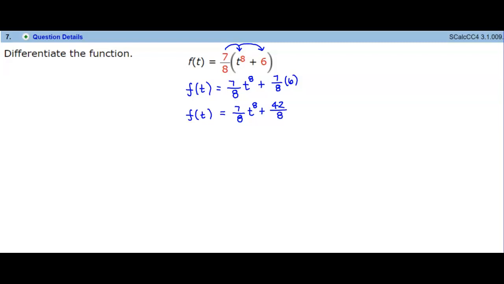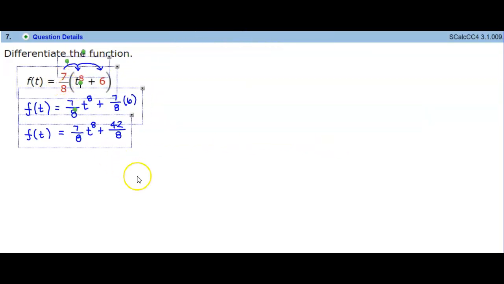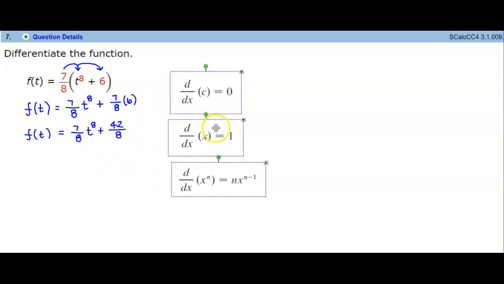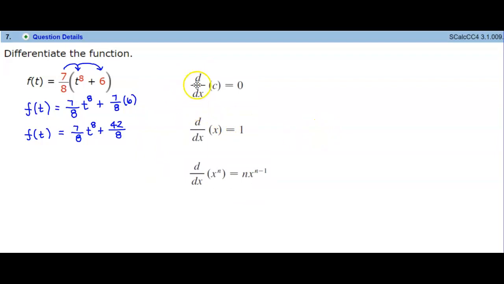Okay, now we can either simplify that or leave it the way it is. I'm just going to go ahead and show you one way of solving this and show another way as well. So at this point, we want to use those definitions. We know the derivative with respect to the variable of a constant is equal to 0. The derivative with respect to that variable of that variable is equal to 1. And then using the power rule, the derivative with respect to x of x to the n is equal to n times x to the n minus 1. So now we're ready to find the derivative of this function.